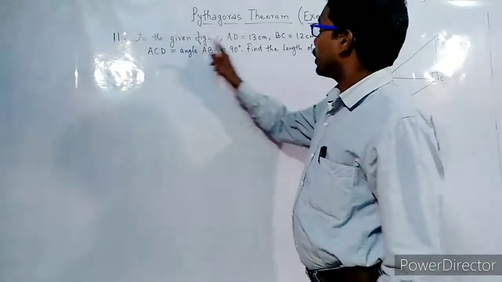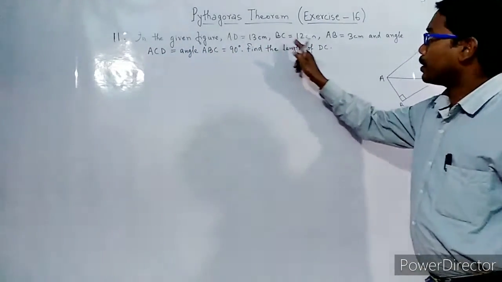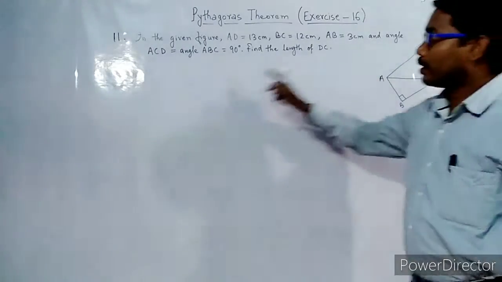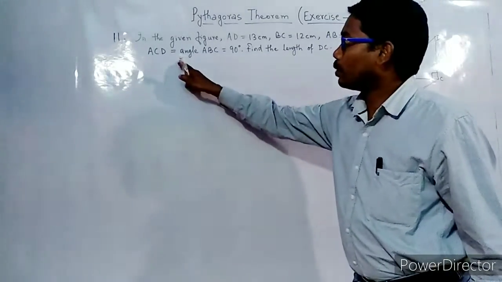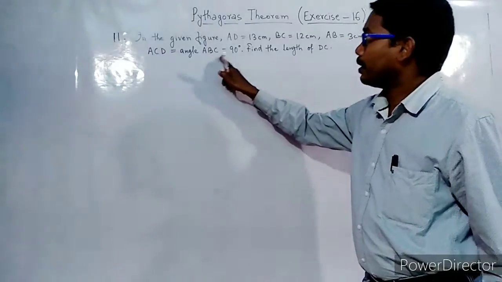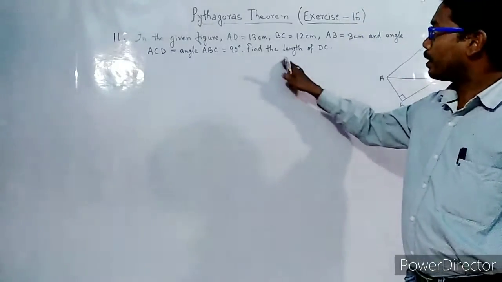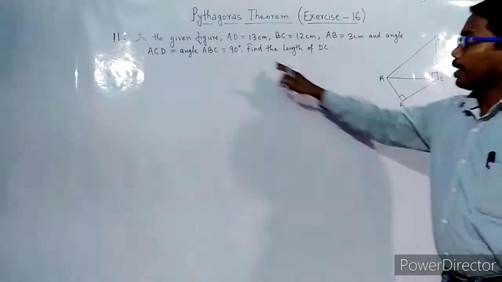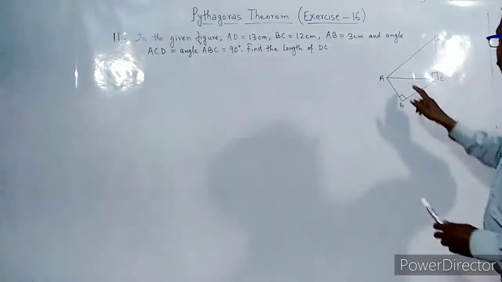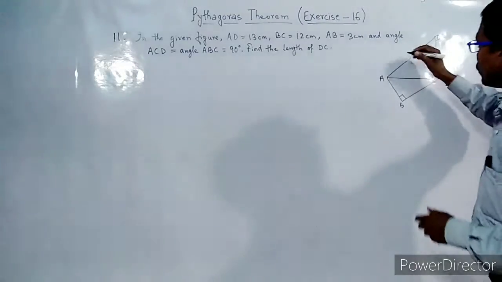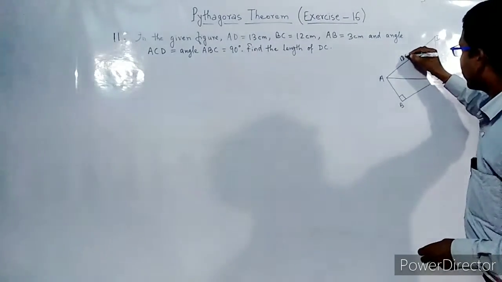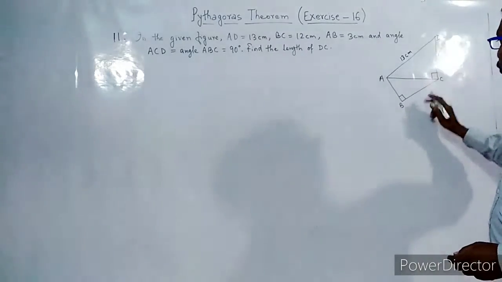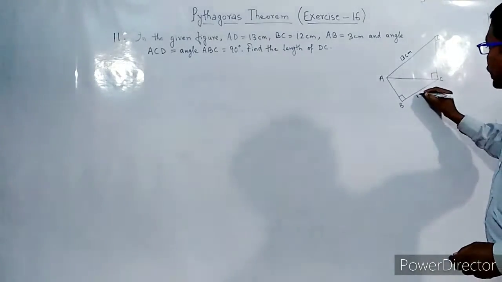Question number 11. In the given figure, AD is 13 centimeters, BC is 12 centimeters, AB is 3 centimeters, and angle ACD equals angle ABC equals 90 degrees. Find the length of DC. So in the given figure, you can see AD is 13 centimeters. AD means this one, this is 13 centimeters. BC means this, 12 centimeters.